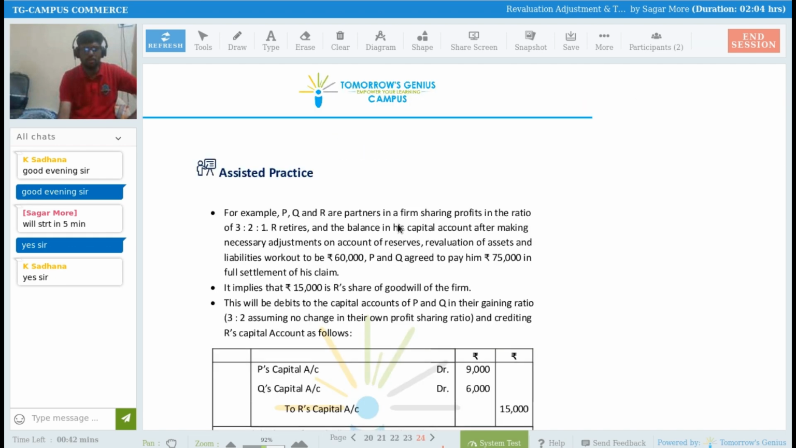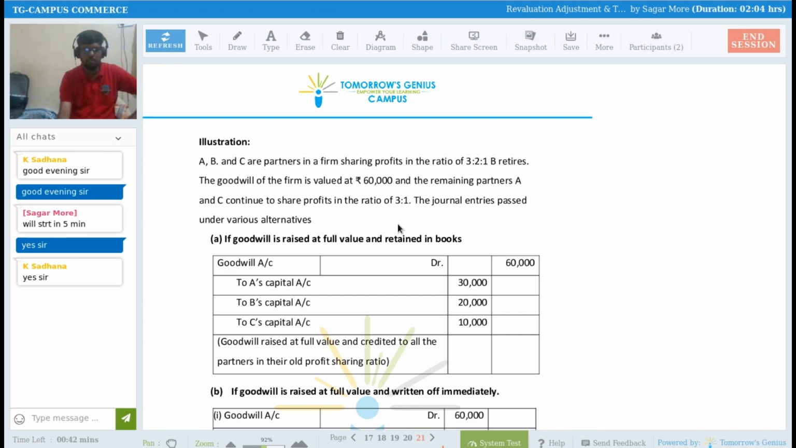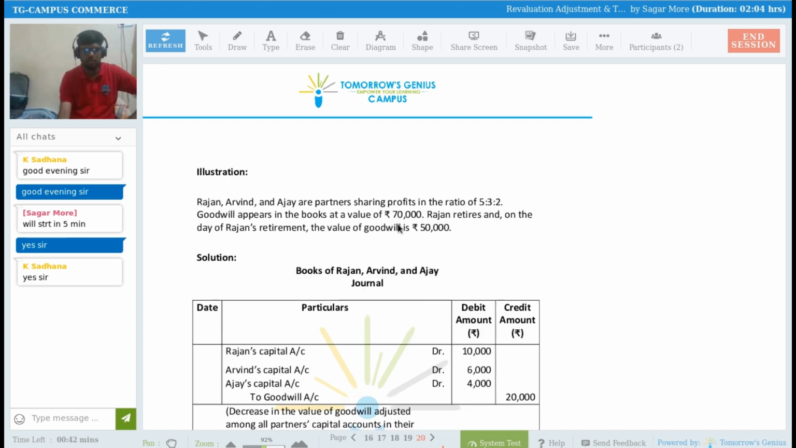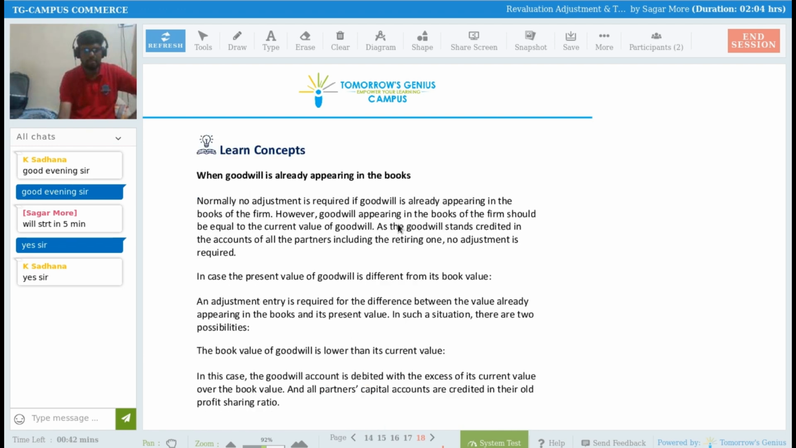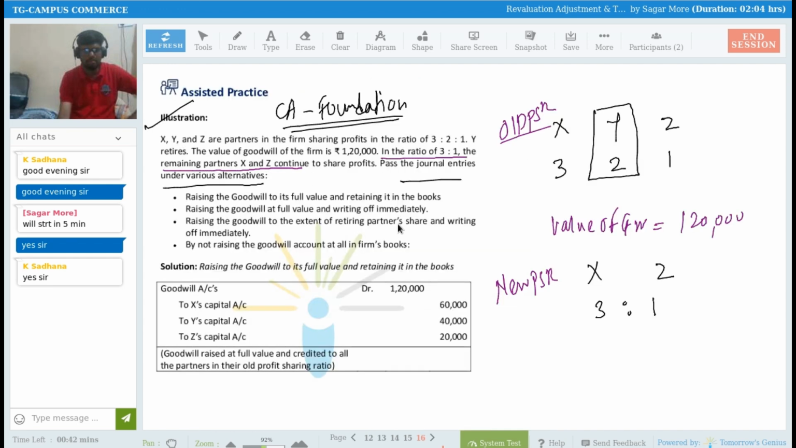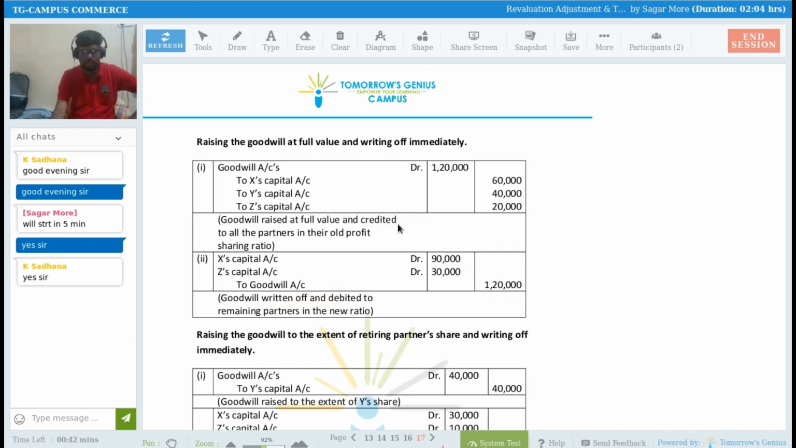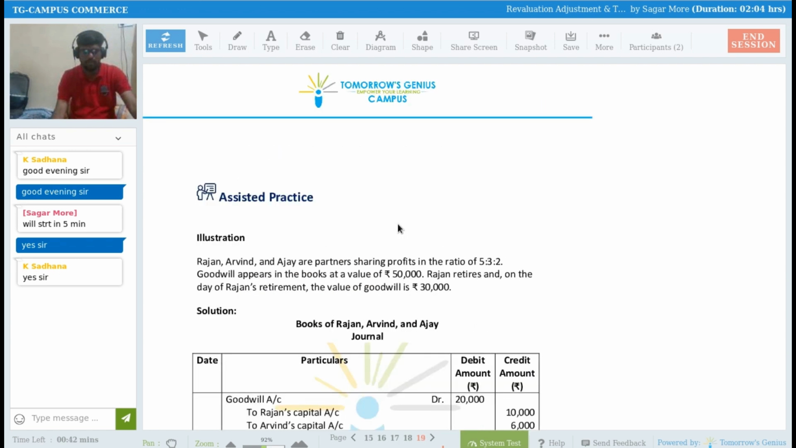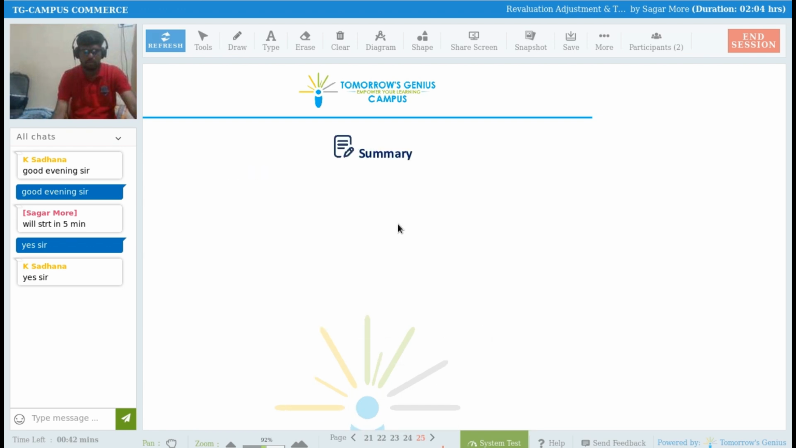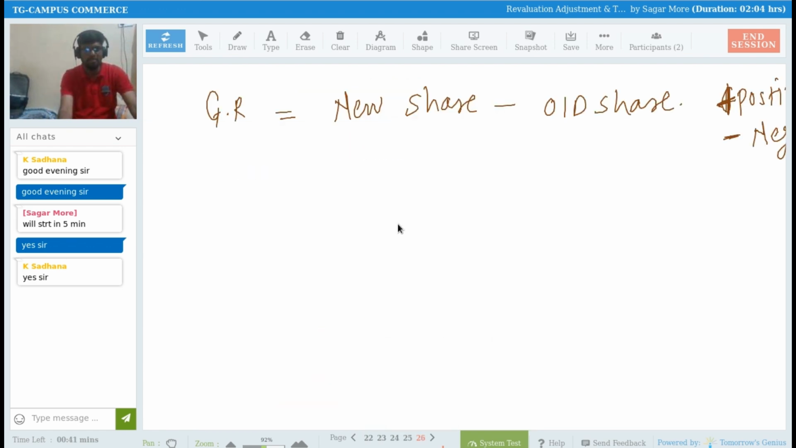Okay, so I will look once again at what their profit sharing ratio is. See, 3:2:1 is their old profit sharing ratio, and their new profit sharing ratio is 3:1. So old profit was 3:2:1, right?